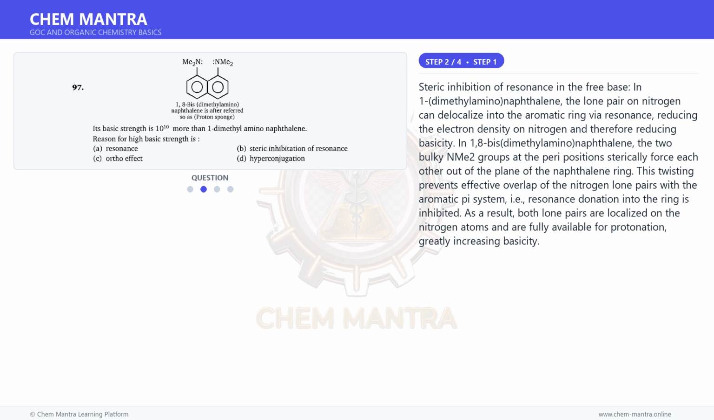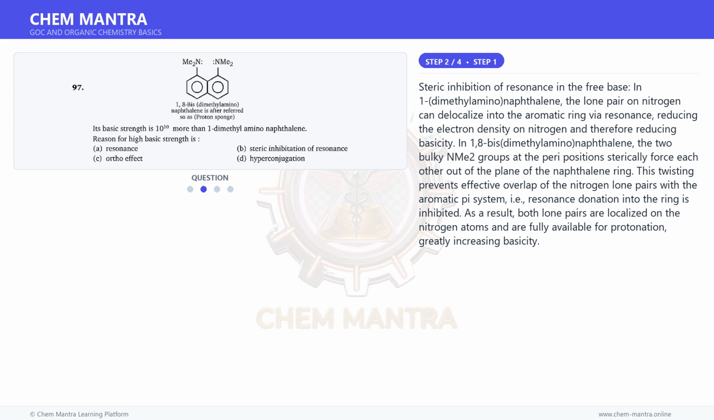Steric inhibition of resonance in the free base. In 1-dimethylaminonaphthalene, the lone pair on nitrogen can delocalize into the aromatic ring via resonance, reducing the electron density on nitrogen and therefore reducing basicity.